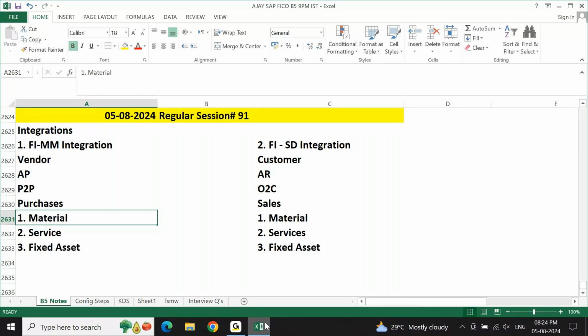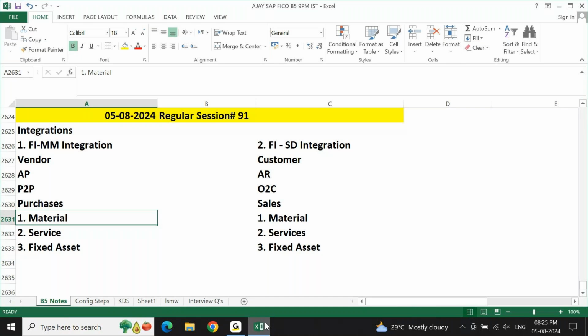When I say I am purchasing from the MM side, when I say I am selling from SD side, if you are selling from SD side, if you are purchasing from MM side, you need to have sales impact in your accounting. You need to have purchase impact in your accounting. Since MM is a separate module altogether, SD is a separate module altogether, data in MM is completely different, data in SD is completely different, data in FI is completely different. FI is different, MM is different, SD is different.